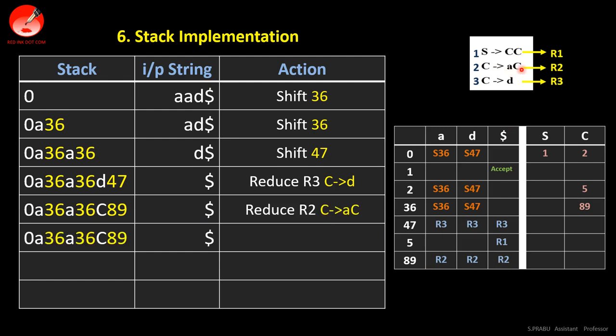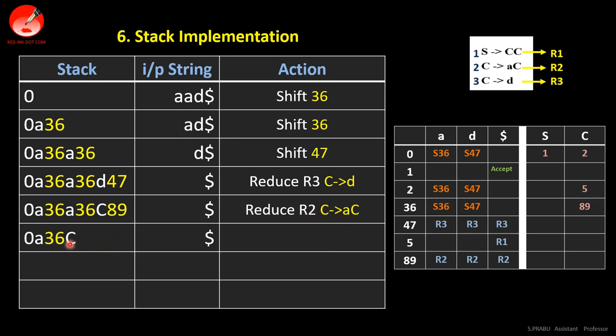Reduce 2 is rule number 2. Here two elements are there, so you should remove 4 elements from this stack. 89 is the first element, C is the second element, 36 is the third element, A is the fourth element. Or you can remove the elements up to small a from the stack. So remove these elements and put capital C instead.